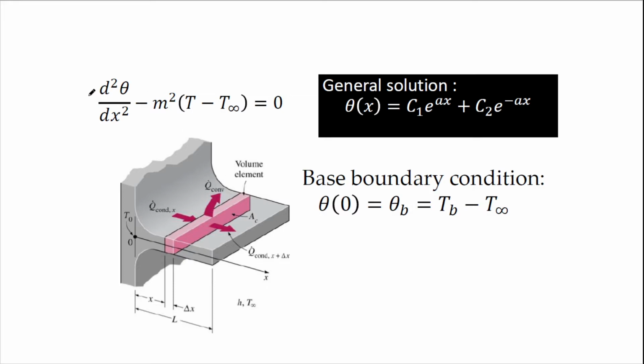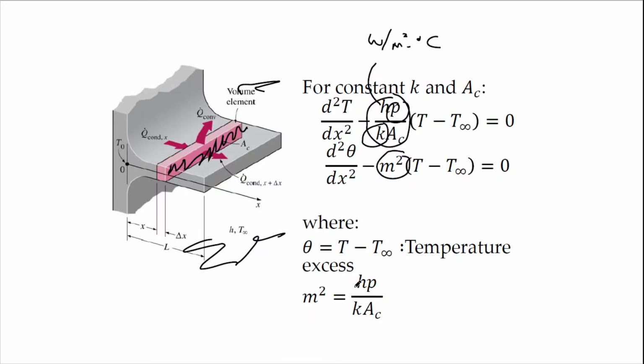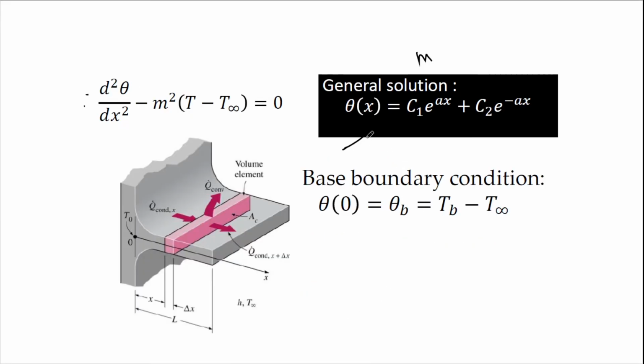Alright, so this is the final version of the second order ODE. When we solve this, the solution is this equation. We have C1 exponential A, where A is your m, and your m is the square root of HP over KAC. This is m squared. From a second order ODE, the aim is always to get the formula. Looking at this, we have C1 and C2. Our goal is to find what C1 and C2 are from a table.